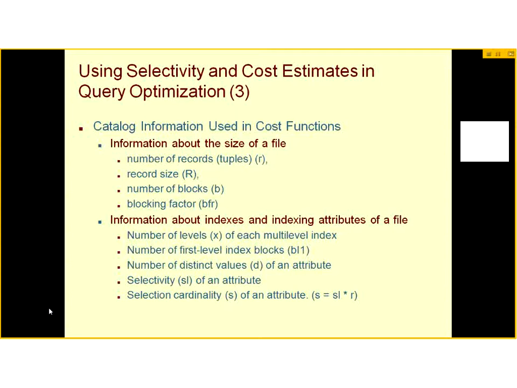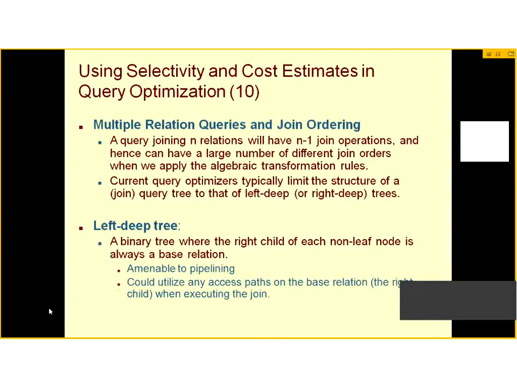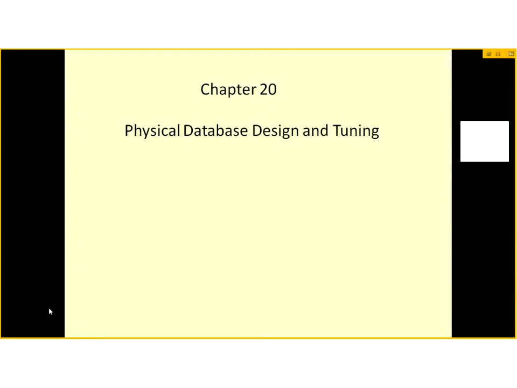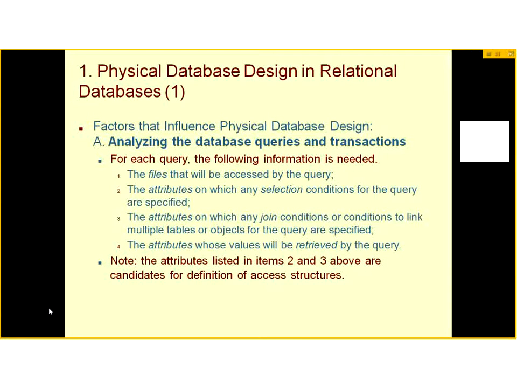Then catalog information used in cost functions, like the size of fields; we keep certain information, and then indexing and distinct attributes. So these are the factors which are stored, and then the cost functions which you can use when you are using select. In Oracle DBMS version 8, there are two possibilities: rule-based query optimization or cost-based query optimization. Then chapter 20 was about physical database design and tuning.